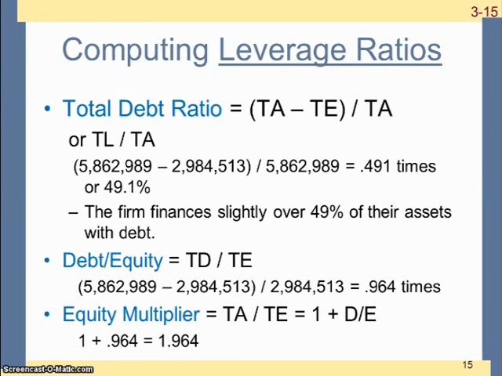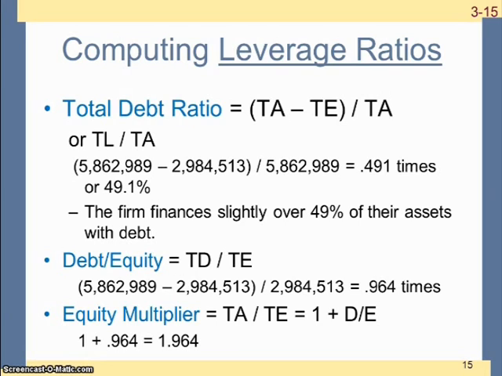Second ratio, debt equity ratio. Debt equity ratio is equal to long-term debt divided by common shareholders' equity. If the ratio is greater than 1, the majority of assets are financed through debt. If it is smaller than 1, assets are primarily financed through equity.